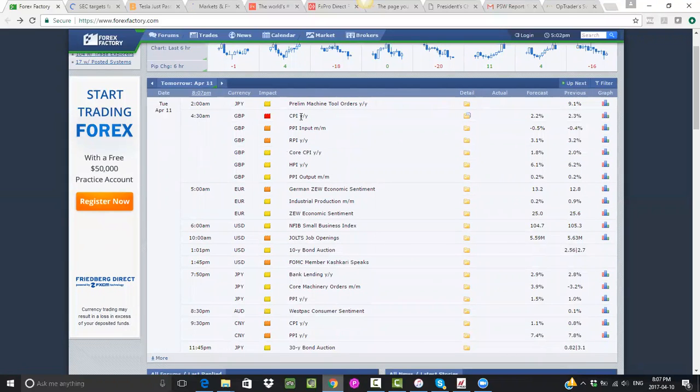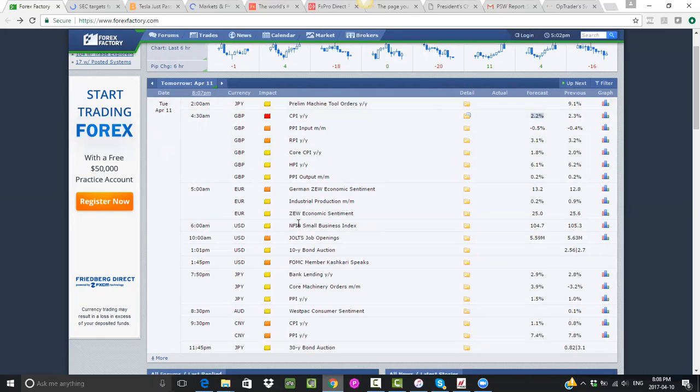Coming up tomorrow, we have inflation numbers for the British pound. Last time they came out positive, and as a result of that, there was talk about the Bank of England potentially raising interest rates. That's why we saw a big push up in the British pound when CPI numbers came out. So tomorrow if it's another positive reading, if it beats the forecast, that would be positive for the British pound. We could see the British pound jump up on positive numbers. So keep an eye on that.